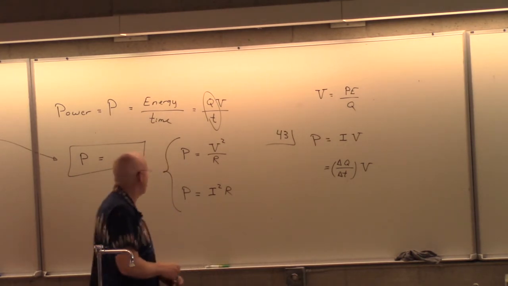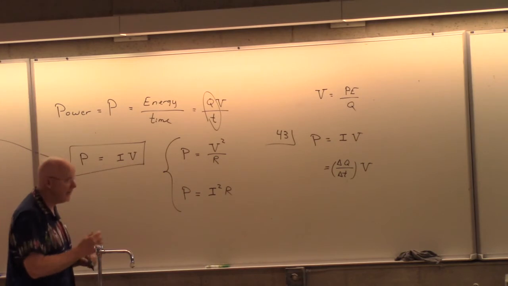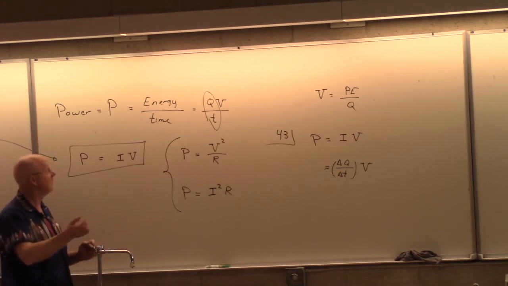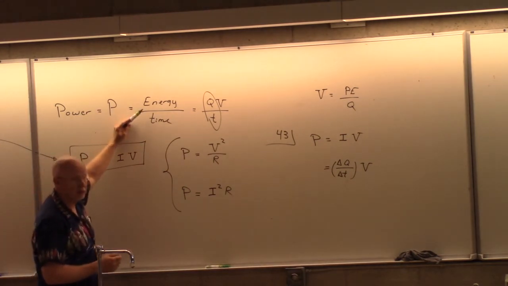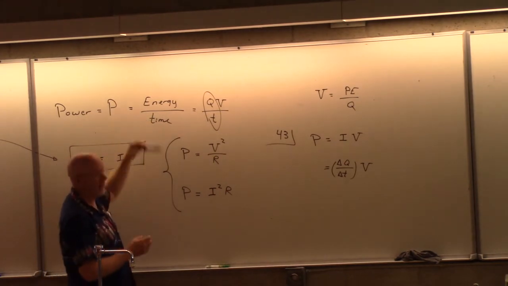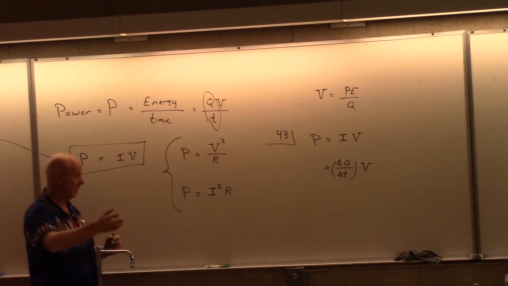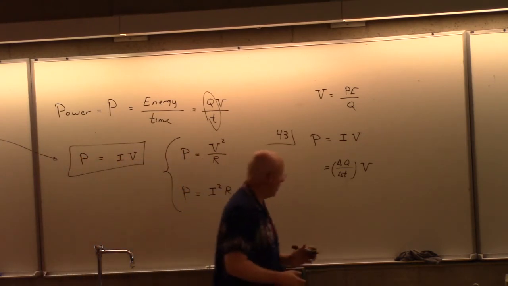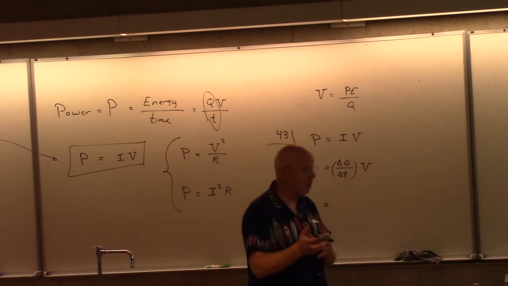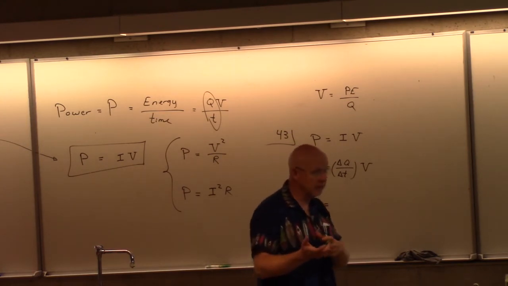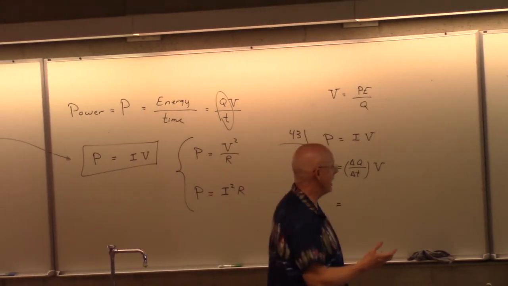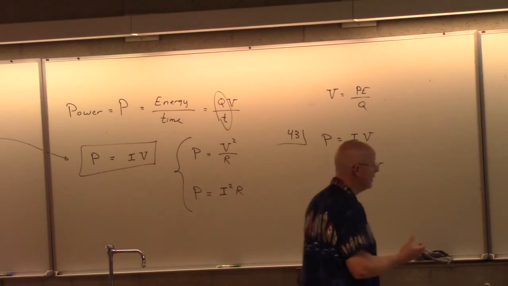And remember, power is measured in what units? Yeah, joules per second. As you said, it's the seconds. A joule per second is called a watt. So I'm going to want my time in seconds. And I probably want my charge in coulombs. That's what I want you to see here with the units. But let me put in the numbers and the units as well here.